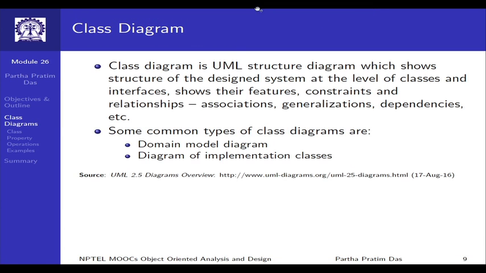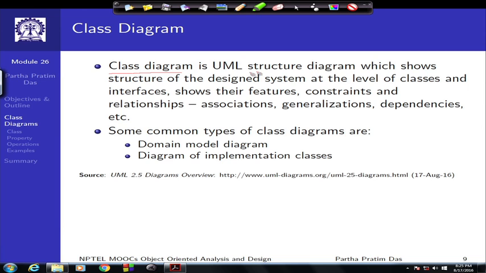So, given that a class diagram is a UML structural diagram, you would recall that we have talked of structural diagrams and behavioral diagrams. A class diagram talks about the basic structure of the design system at the level of classes and interfaces. Interfaces we will talk about more. Interfaces are like classes where we may not know the details of the properties that are inside, but we know just the operations that we want to satisfy. Interfaces could be generalizations of various different class concepts and so on.